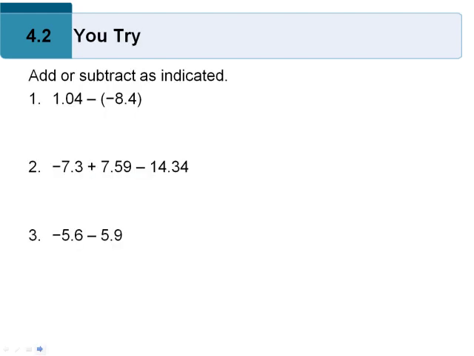All right, so here's some problems for you to try. Pause the video, make sure you got your calculator in your hand, and have at it. Okay? So number 1, 1.04 minus a negative 8.4.